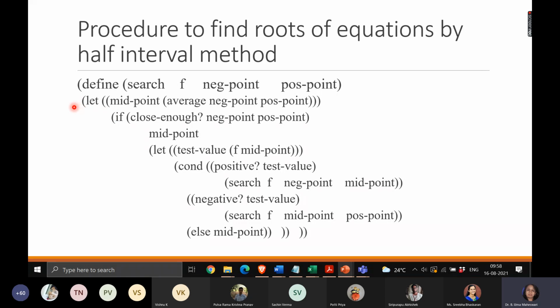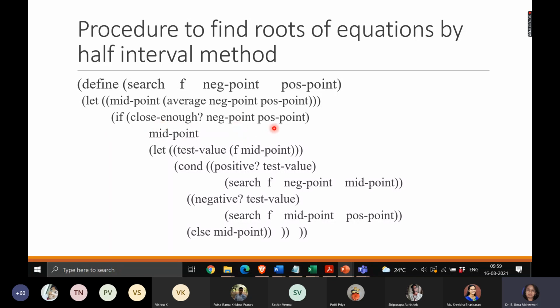First of all, the first step is you have to find out the midpoint. So midpoint is nothing but the average of negative point and positive point, that is a and b. This is our assignment statement, so we are going for the let. Whether let is closed, let will have 2 parts. One is assigning value and then the body. Yes or no?